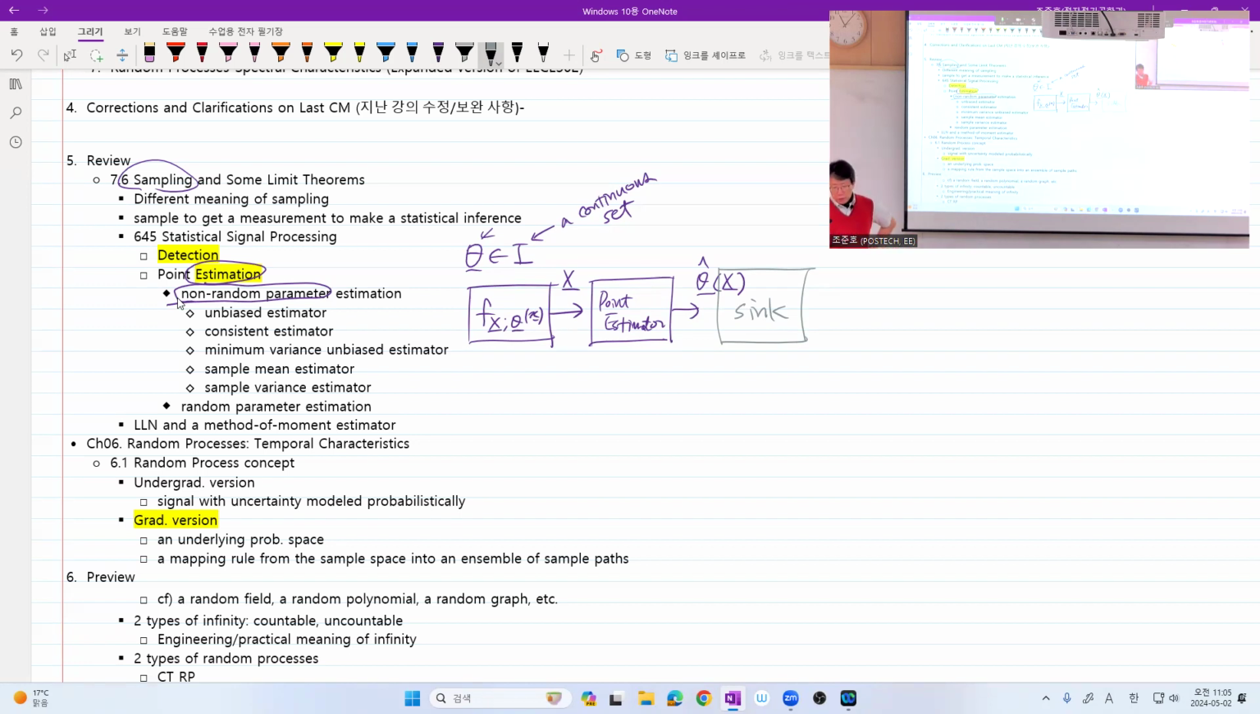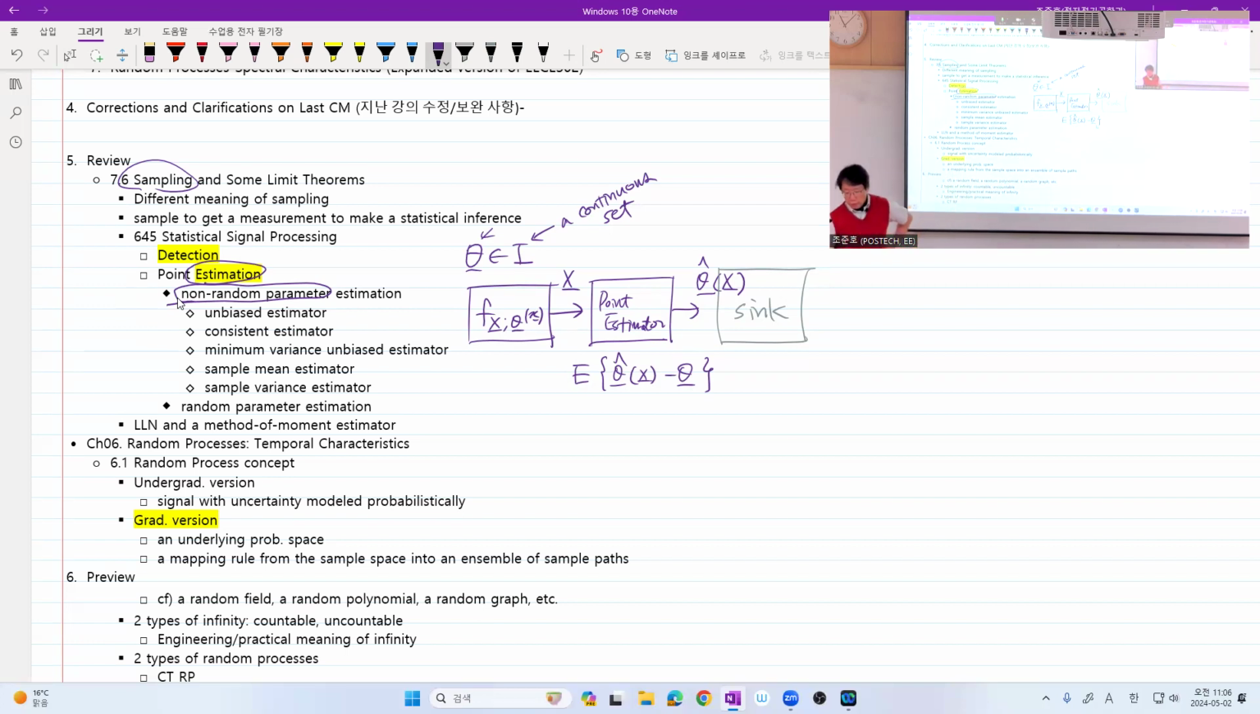So this is the problem. And in order to measure the performance of this point estimator, we defined the so-called bias. Bias is the expected error. The problem is that this expected error itself is affected by the choice of theta. See here, what is random in this expectation? Random is x, right? However, there are uncountably infinite different distributions.